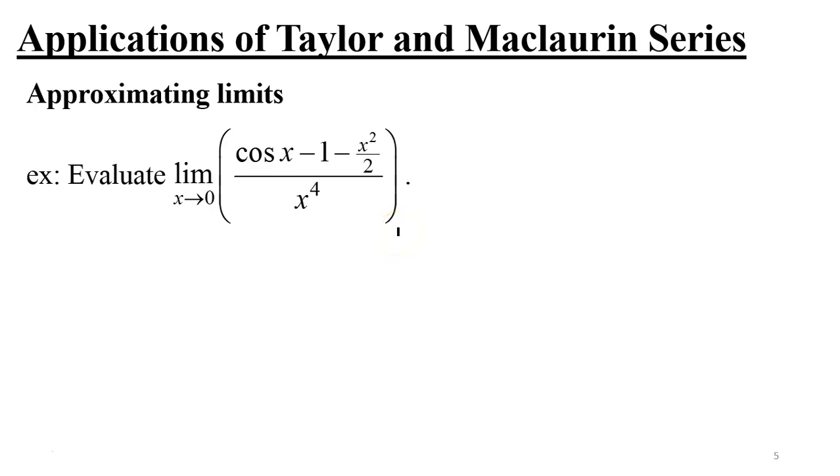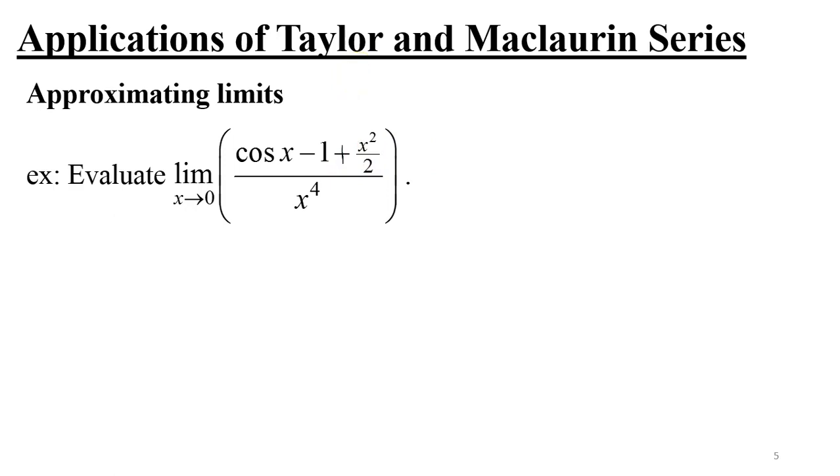So another application here of Taylor and Maclaurin series would be helping me approximate limits. So here, if we look at this function, we'd need to evaluate the limit when x is approaching 0 of cosine x minus 1 minus x squared over 2 over x to the 4. Now, I believe there is a typing mistake here. I believe this should be a plus x squared over 2.